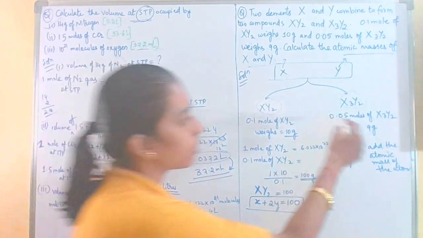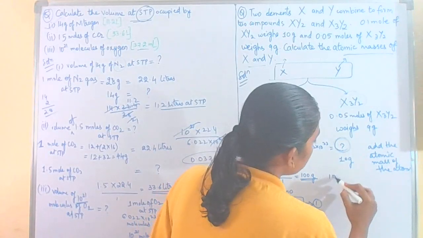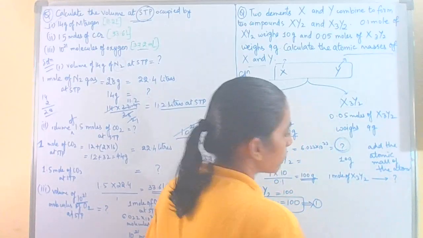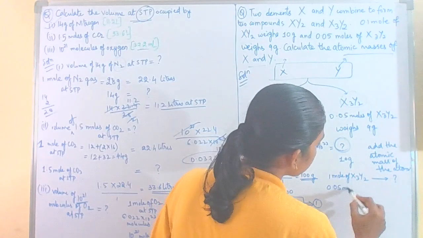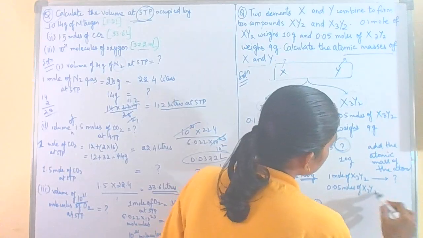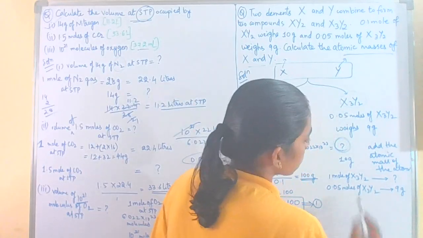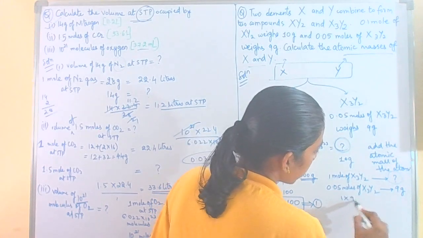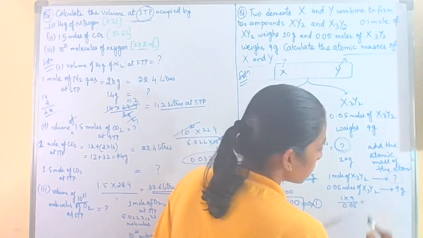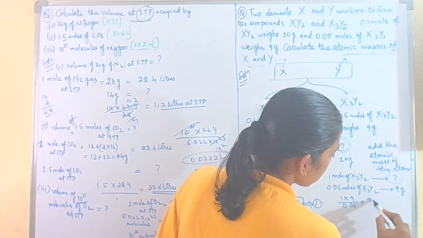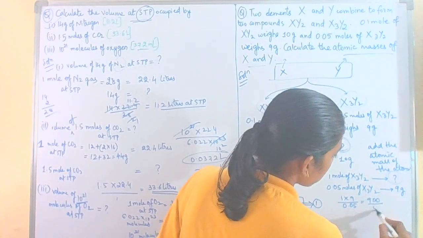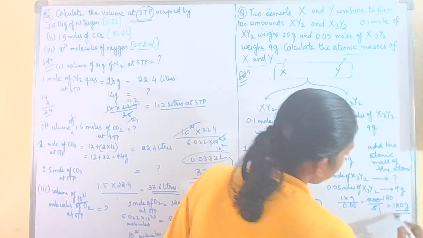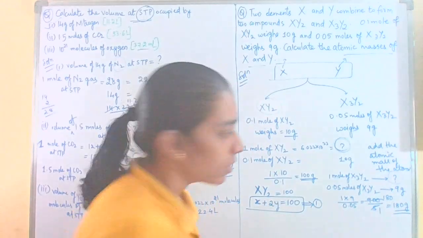Now we will solve this X3Y2. 1 mole of X3Y2. What is its gram molecular mass? We don't know. But 0.05 moles of X3Y2 weighs 9 grams. So how can we calculate the gram molecular mass of 1 mole of X3Y2? 1 into 9 by 0.05, which is equal to 180 grams. Okay, 1 mole of X3Y2 is 180 grams. So how do we write that?